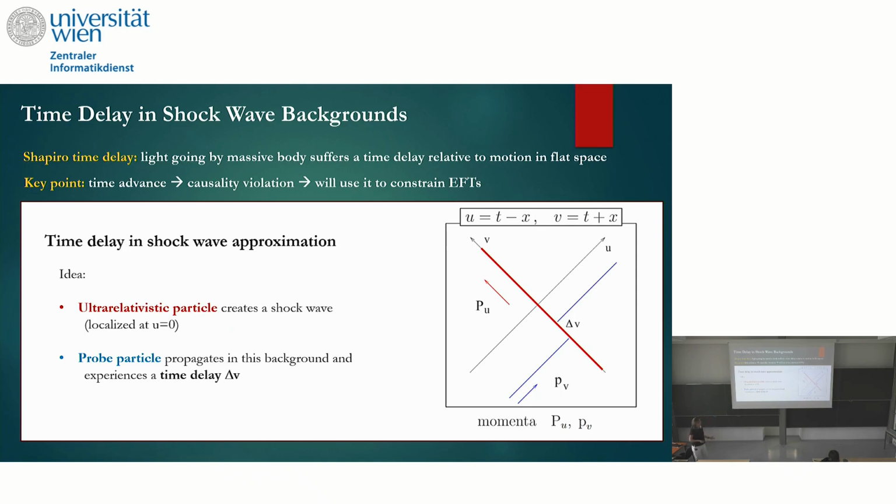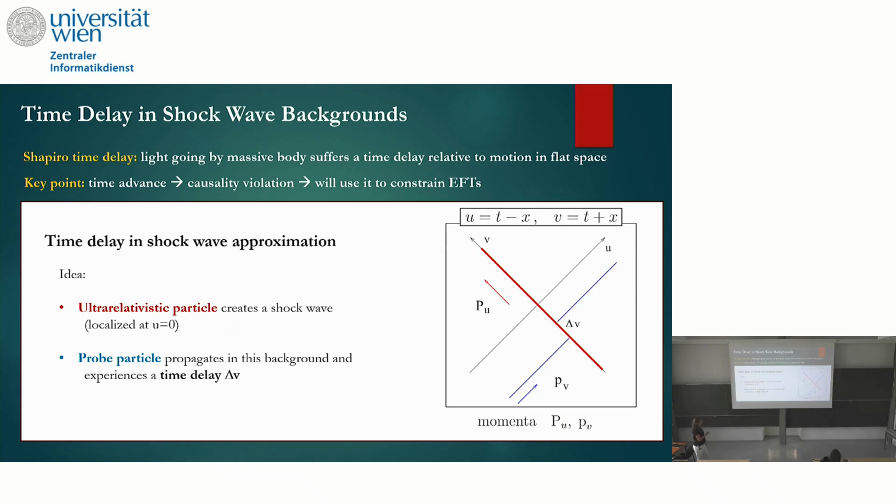And if you have a theory with higher derivative corrections, this constraint will set conditions on some linear combinations of the Wilson coefficients of those higher derivative terms. That's the idea. So if you're working in what's called the shockwave approximation, what you typically do is you assume that you have a particle that's ultra-relativistic. This particle creates a shockwave. In this picture, I've singled out two dimensions, time and one of the spatial dimensions. Let's call it x. And then I went to light cone coordinates, u and v. So here we're assuming that we have some particle moving really fast along this direction, localized at u equal to 0. This represents your shockwave background.